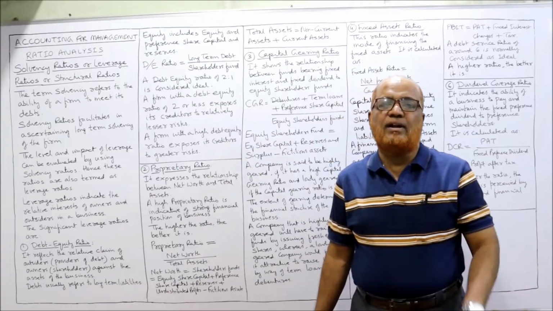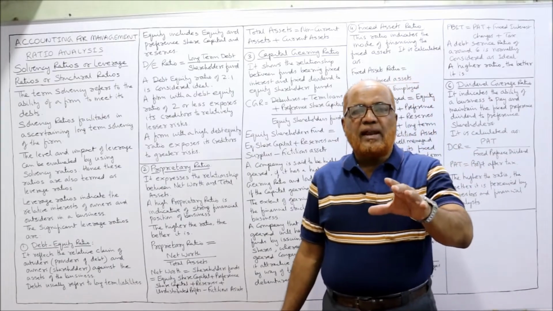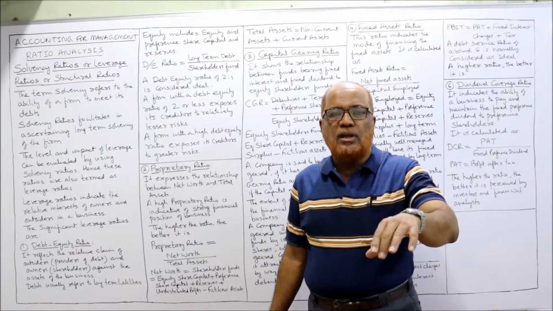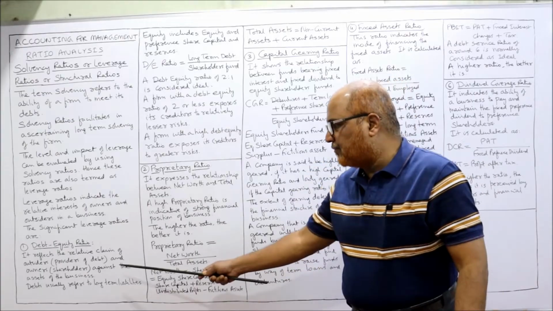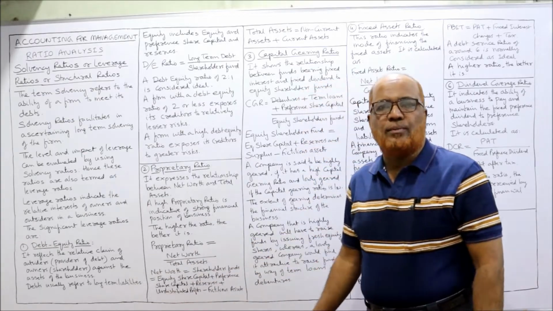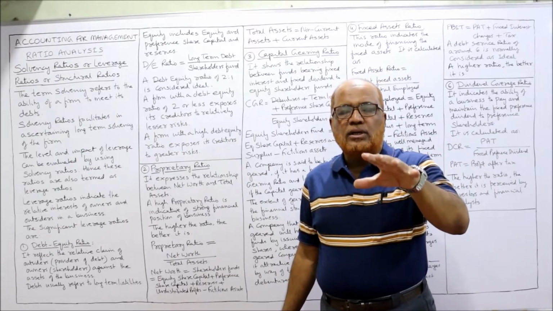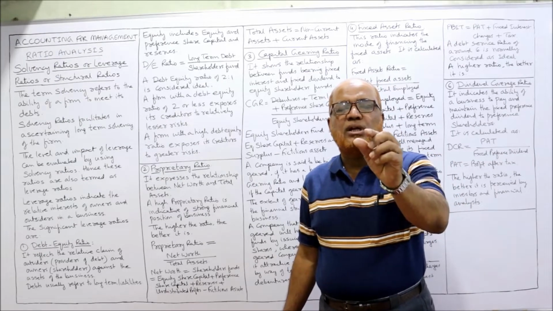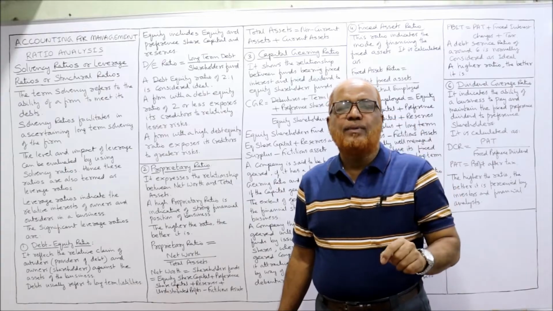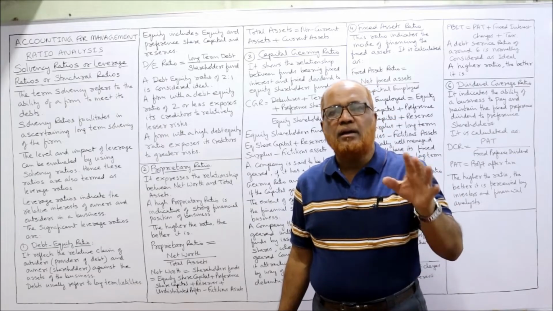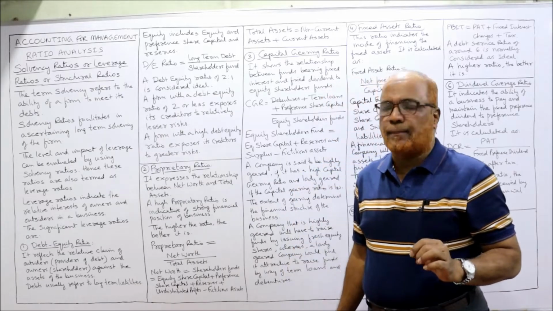These are debt fund. So it reflects the proportion of owner's fund and debt fund against the assets of the firm. That means if the assets are 10 lakh, in the total assets of 10 lakh, how much proportion is financed by owner fund and how much is financed by outsider debt fund?